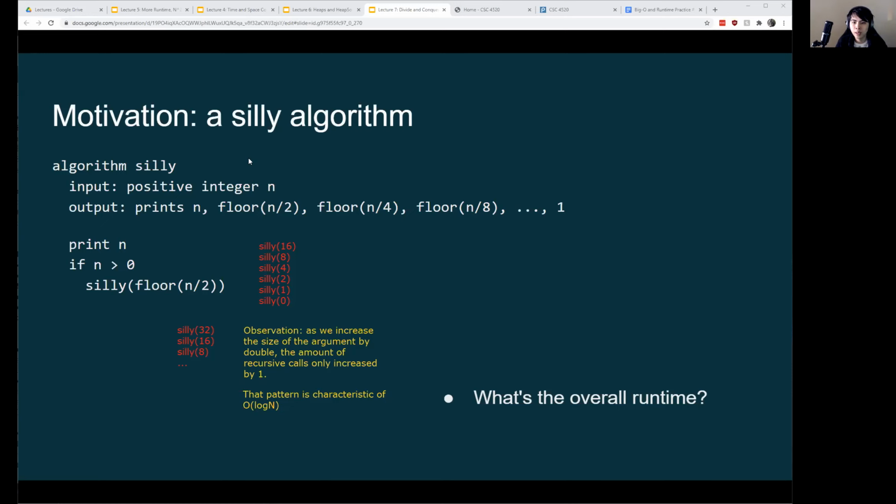It stays under 10. The observation here is that as we increase the size of the argument by double, the amount of recursive calls only increases by 1. The other observation is the number of recursive calls is equal to roughly the total number of steps we'll take. In other words, if we can figure out the number of recursive calls that we make in this example, then we can figure out the runtime. Because the amount of work you do at each recursive call is constant, we only need to count the number of recursive calls necessary in order for us to figure out the overall runtime.